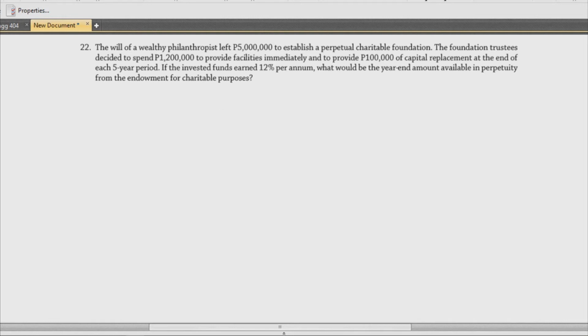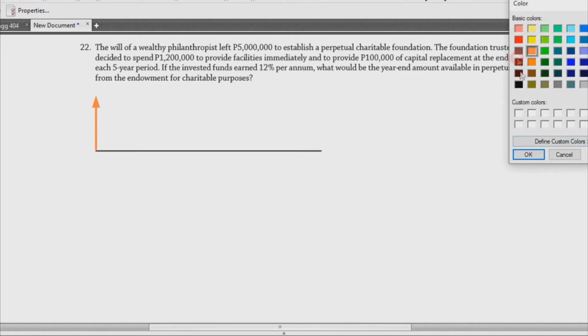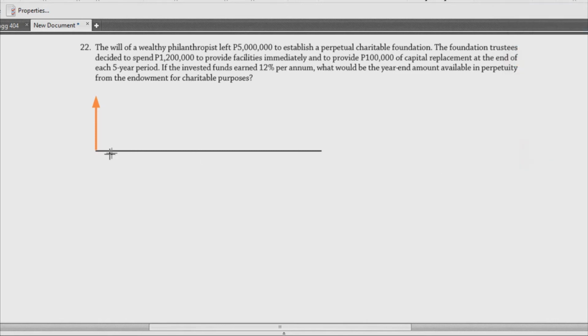So, we can draw the cash flow diagram now since medyo meron tayong understanding. So, this is the time frame for that. And then, ito yung pera nung philanthropist. Let's say ito yung 5 million. Okay? And then, at the start, since yung foundation, gumastos sila for facilities. So, meron tayong 100K dito. And then, for every 5-year period, so nagkakaroon sila ng gastos ulit. So, let's have 1, 2, 3, 4, 5, 6, 7, 8, 9, 10.